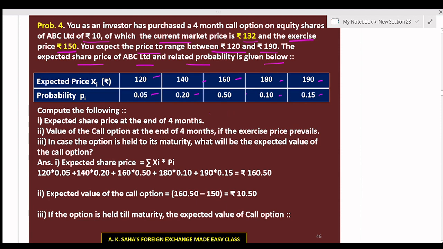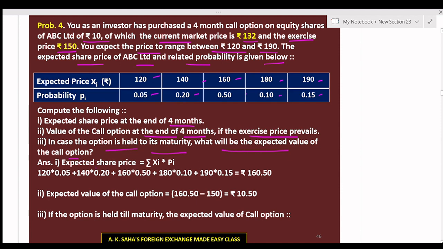Compute the expected share price at the end of 4 months. Value of the call option at the end of 4 months if the exercise price prevails. In the case the option is held to its maturity, what will be the expected value of the call option?